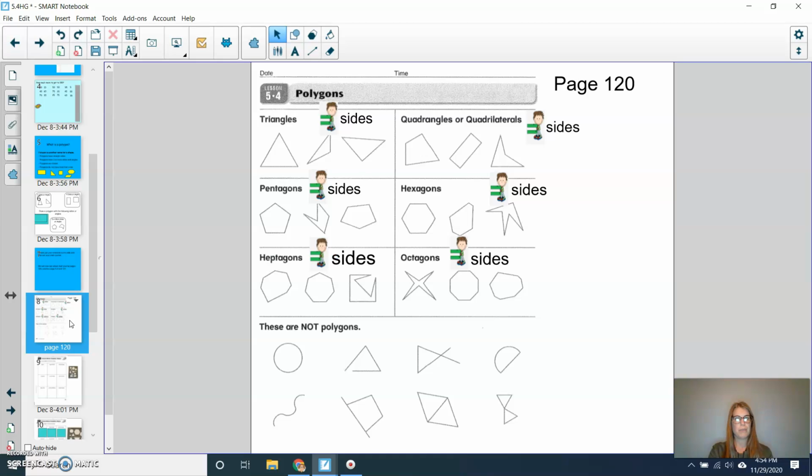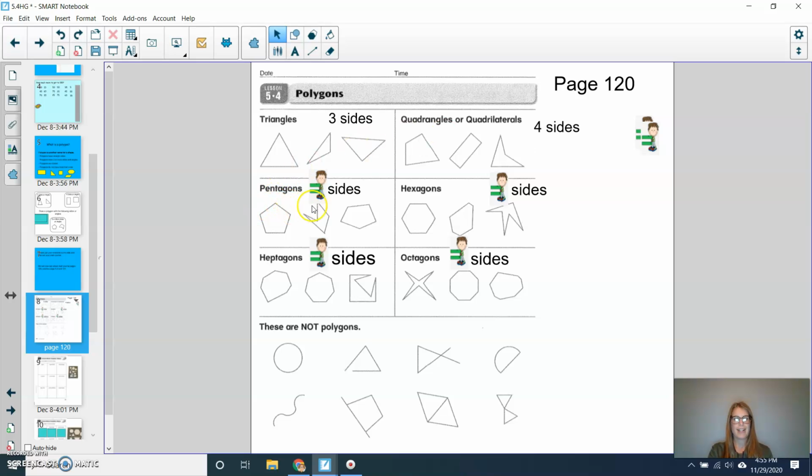So if you can open up your Math Journal to look at page 120. As we're talking about the top part, triangles, what do you notice about these pictures? How many sides do each of them have? And you should have said they each have 3 sides. If you want to write 3 sides in that box, you can, or the number 3, so you know how many sides match our triangles. And then what about quadrangles or quadrilaterals? How many sides do they have to have? You should have said 4. And again, you can write 4 if you'd like.